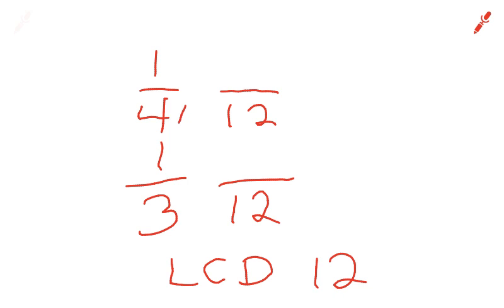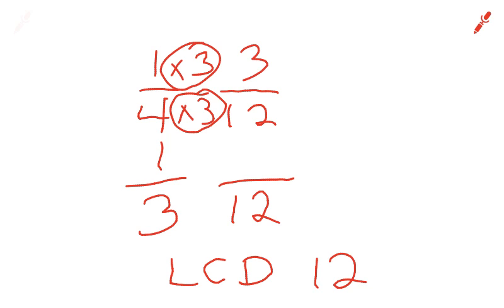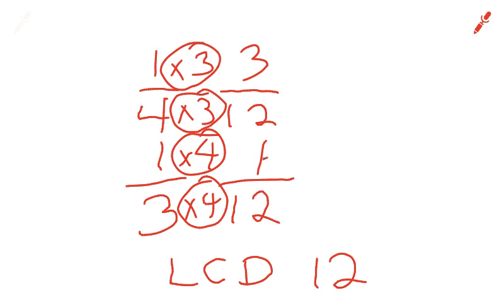All right, 4 times what equals 12? Let's see. 3. 4 times 3. So, if we do times 3 here, we need to do times 3 here as well. 1 times 3 is 3. I look down here, 3 times 4 is going to give me 12. So I'm going to do times 4 here. 1 times 4 is 4.